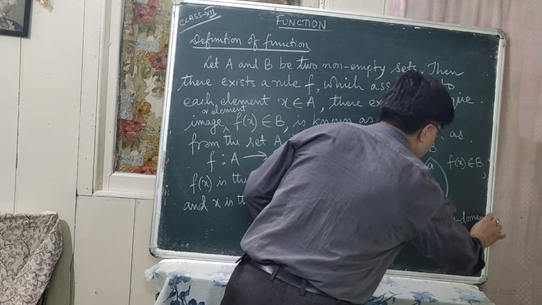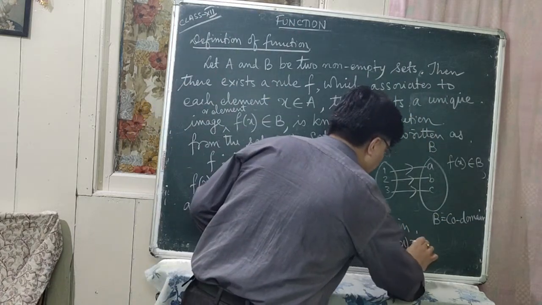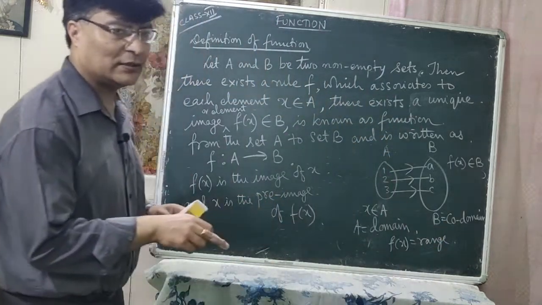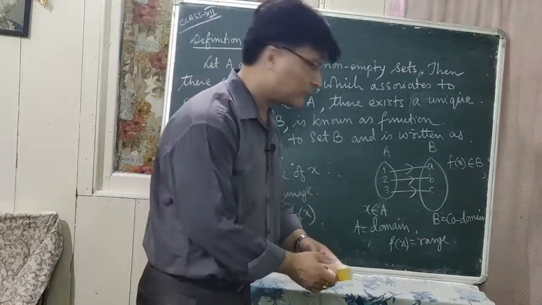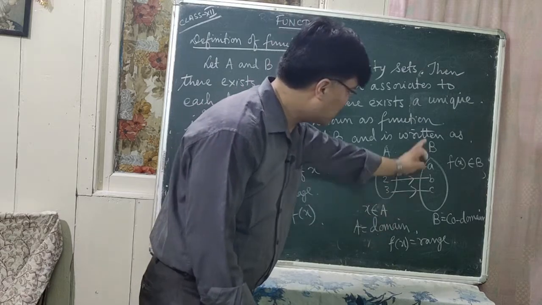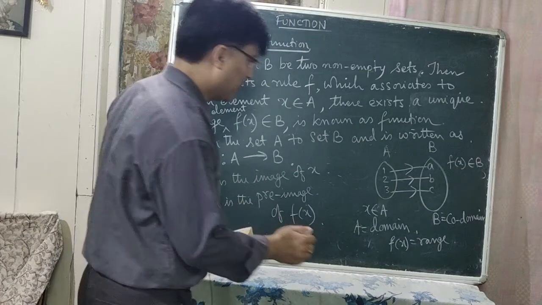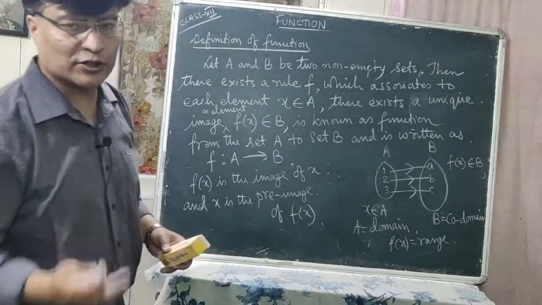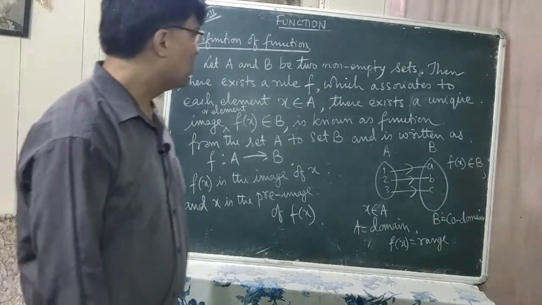Range of the function f. This is known as the range of the function f. So is that clear? So you can copy it. This capital A is known as the domain of the function f. This capital B is known as the codomain of the function f. And this f of x is known as the range of the function f. So I think you have understood it.